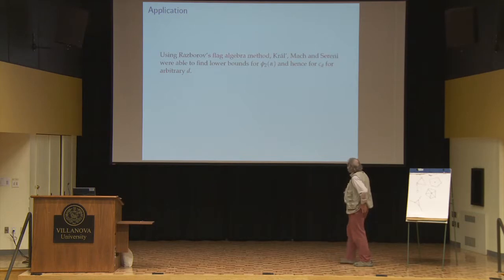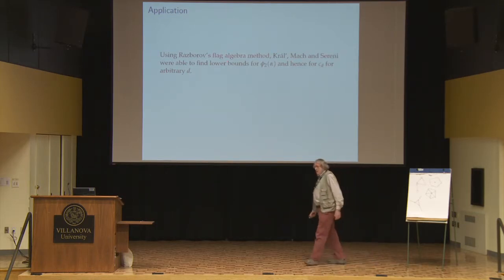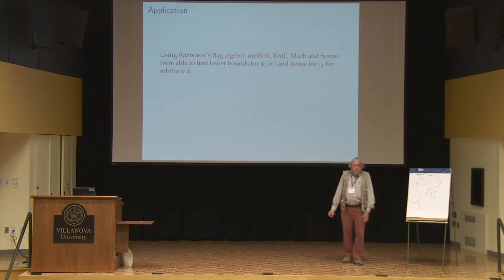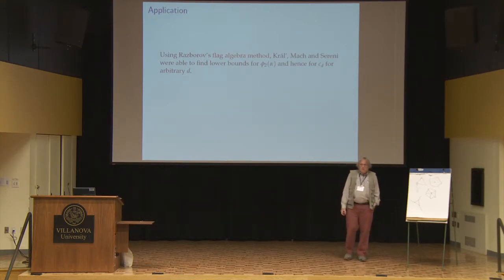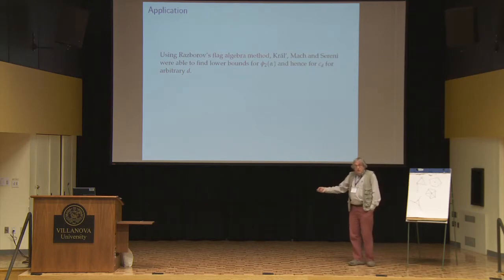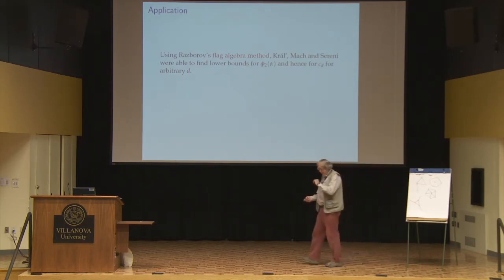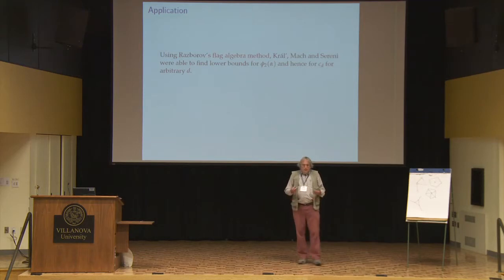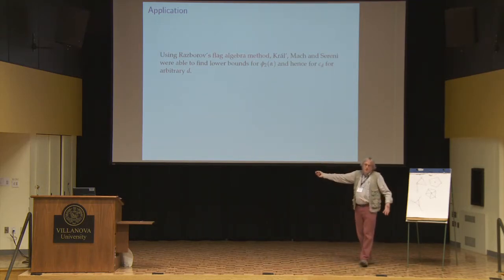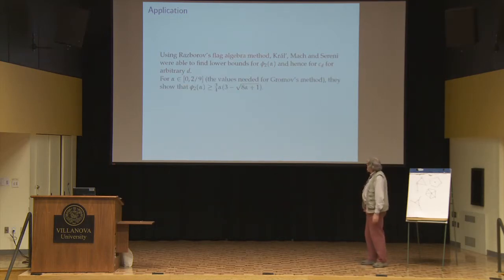Dan Kral and two of his students used the flag algebra method, Razborov's flag algebra method, which has been employed with great success in many combinatorial problems, especially hypergraph problems, but it has a role to play in graphs as well. We're able to find lower bounds for phi 2 and hence for C_D for arbitrary D, as I explained. Once you've got information about phi 2, it filters through to all of these constants all the way up.